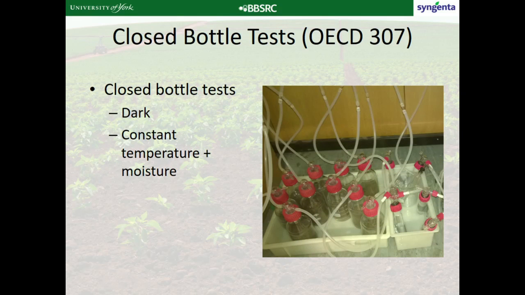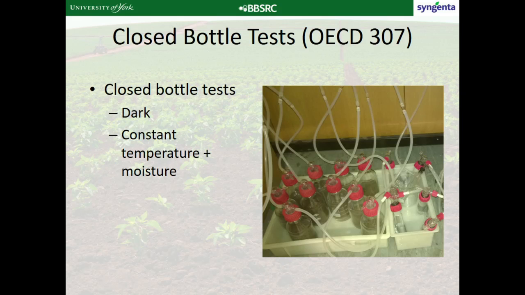So this is what the first test on the microbial breakdown tier looks like. It's called a closed bottle test, or to give it its exotic name, OECD 307. Not to be confused with OECD 301D, which is also called a closed bottle test. Common mistake. These tests simply involve adding soil into a bottle, applying a product, and monitoring the degradation over a set time course. These tests are carried out in the dark and at constant temperature and moisture in order to solely focus on microbial breakdown.